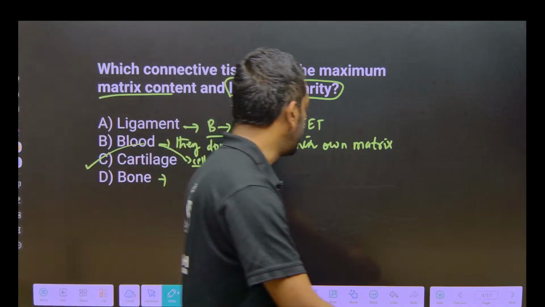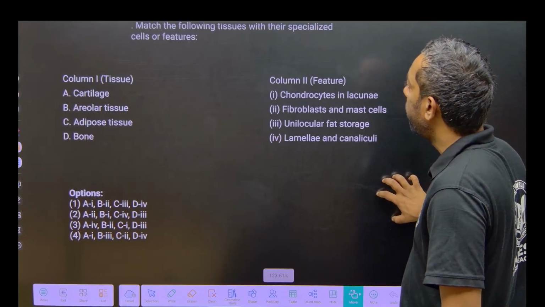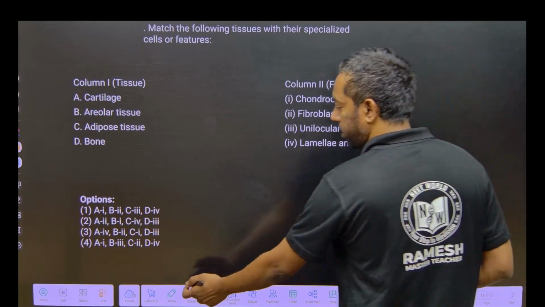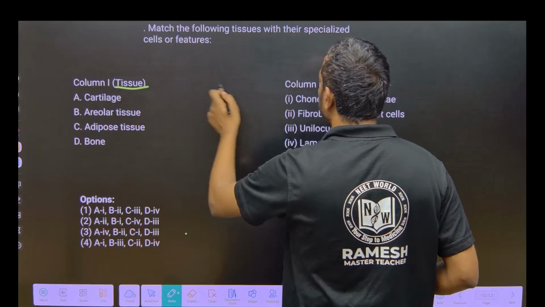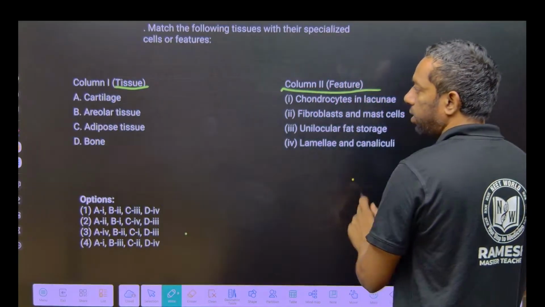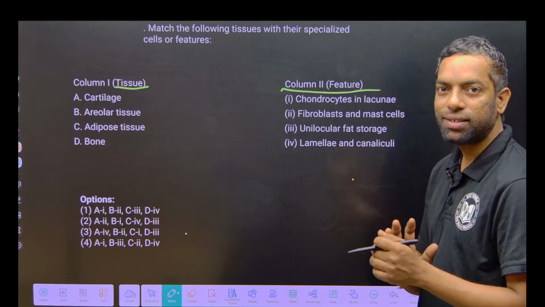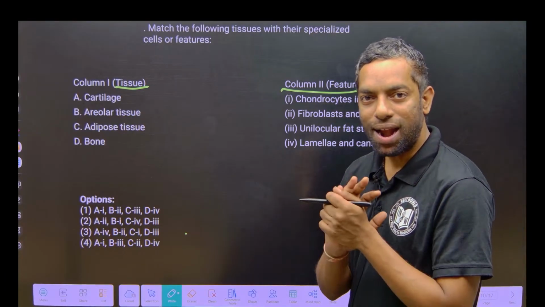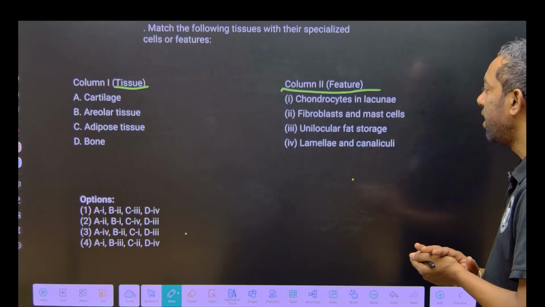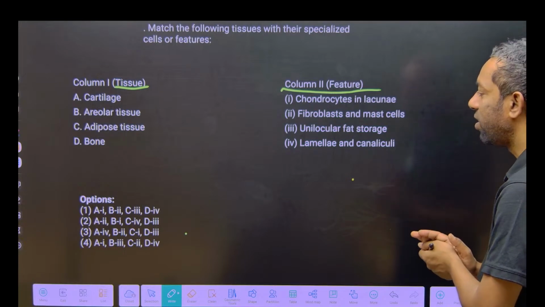Come to the next question. Match the following question. This is the tissue, this is the features. Cartilage, areolar tissue, adipose tissue and bone. Chondrocytes, fibroblast cells and mast cells, unicellular fat storage, and lamellae and canaliculi.